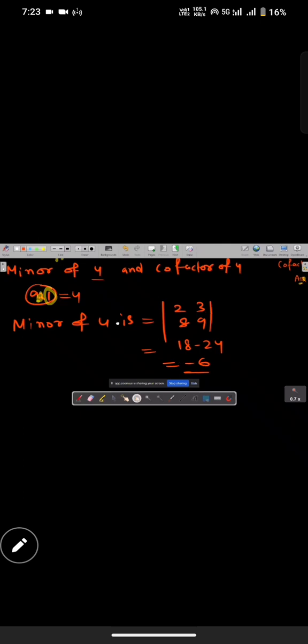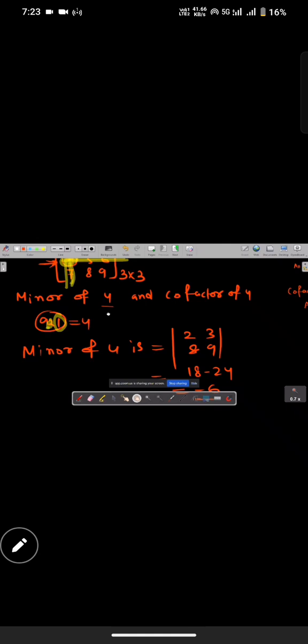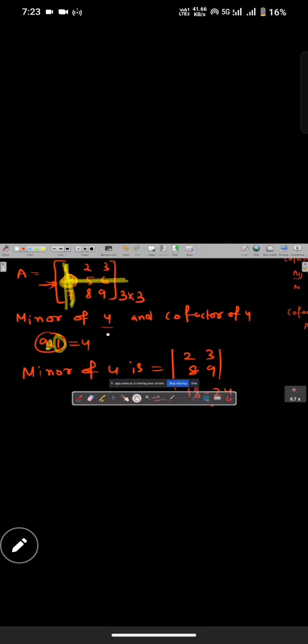Similarly, we can find the cofactor of 4. Cofactor of 4 means we have to find the cofactor of A21. This equals minus 1 to the power i plus j, times the minor of A21. Here i equals 2 and j equals 1, so i plus j gives the power.